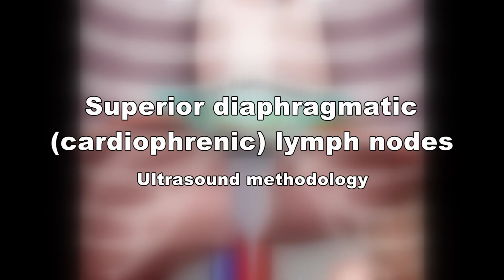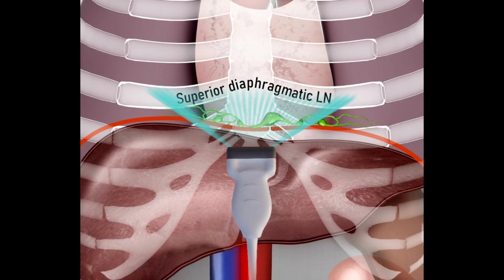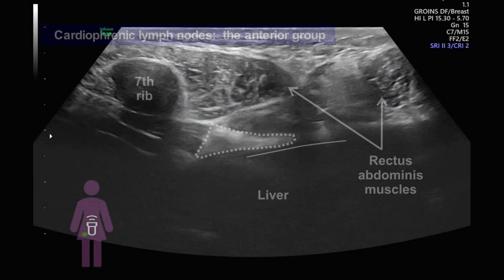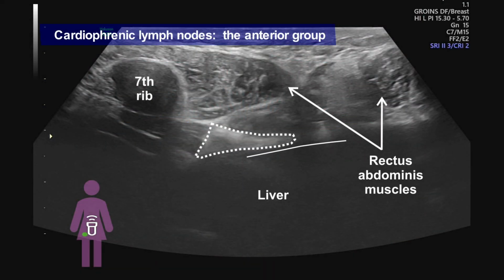This video demonstrates the ultrasound methodology for the assessment of the anterior group of superior diaphragmatic or cardiophrenic lymph nodes. This assessment can be performed both using a convex array or linear array transducer.